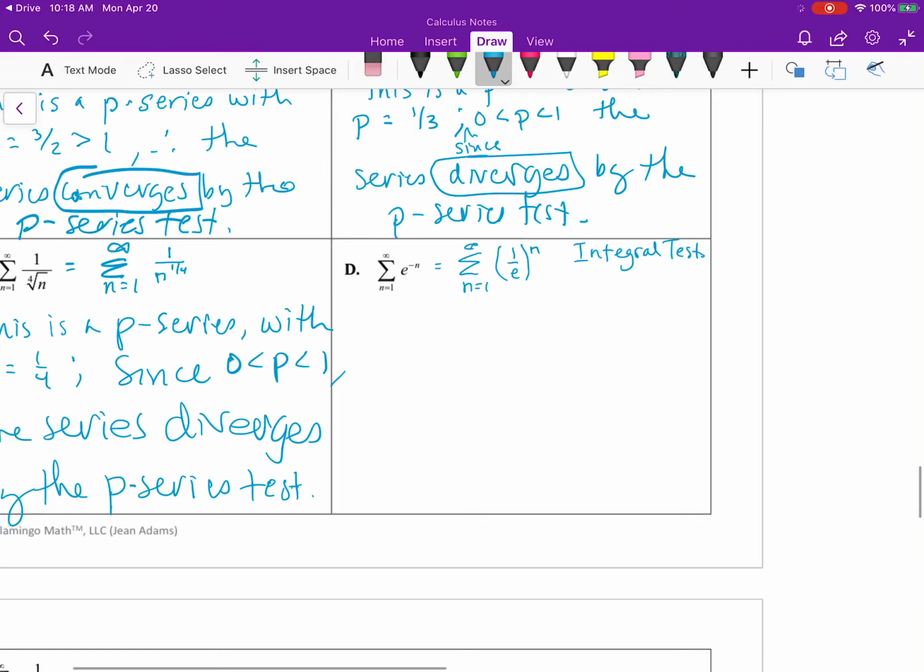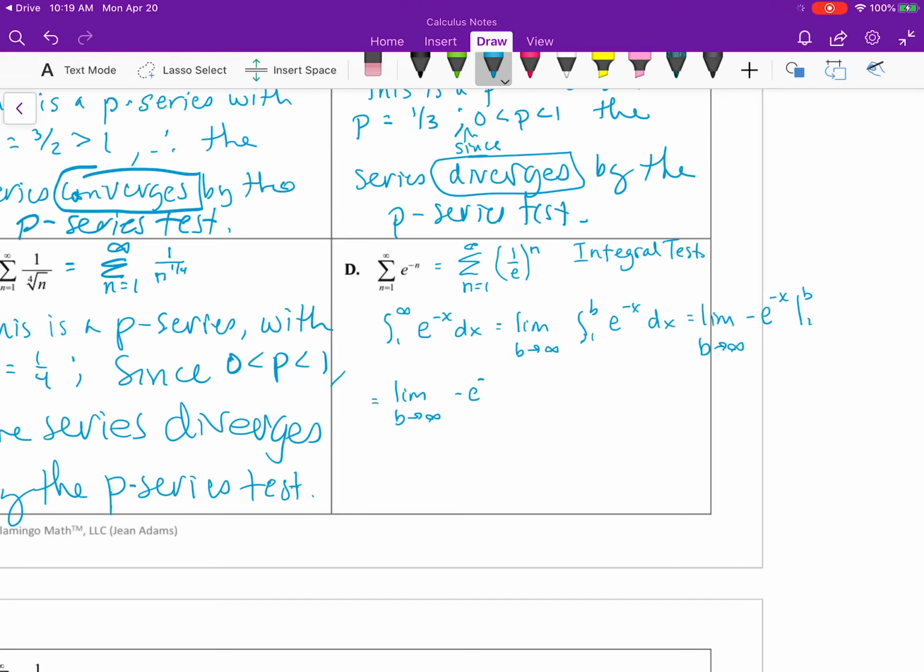I'm just going to write integral test to remind you. 1 over e to the x is decreasing, and it's continuous from 1 to infinity, so it is a good candidate for the integral test. So the integral from 1 to infinity, I'm going to write this as e to the negative x dx, which might be easier to integrate. Of course, it's an improper integral, so we have to change this to a limit as b goes to infinity of the integral from 1 to b, e to the negative x dx.